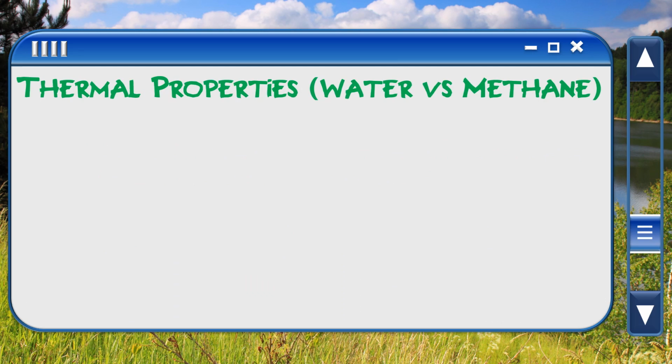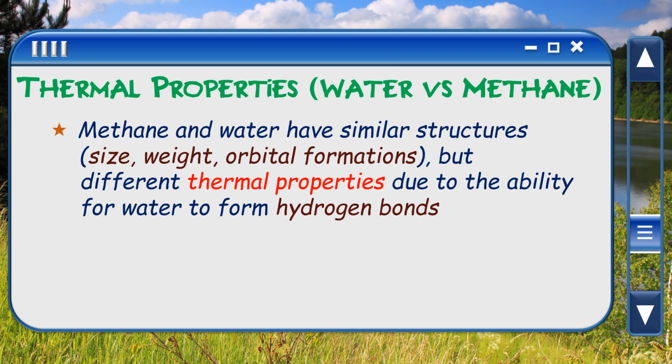Thermal properties: comparing water versus methane. Now, methane and water have similar structures, that is the size, their weight, and orbital formation, but they differ in thermal properties due to the ability of water to form hydrogen bonding. When you look at methane and water, you will see that they are similar in their structure in many ways.